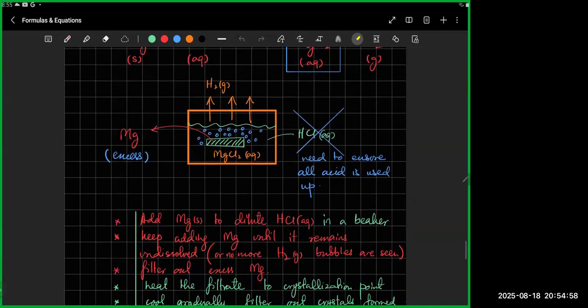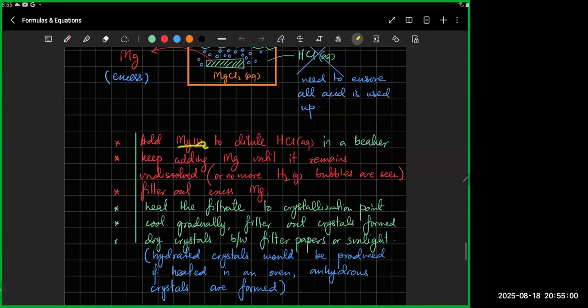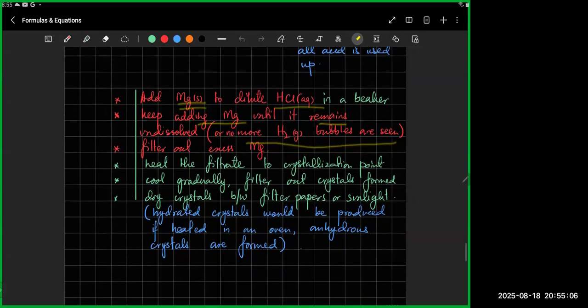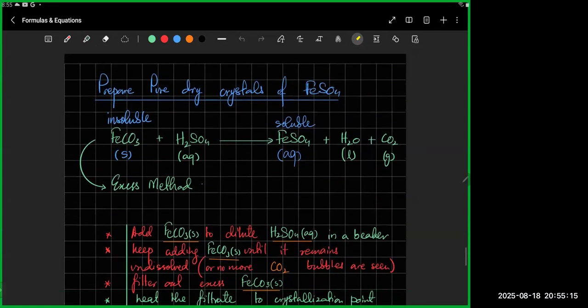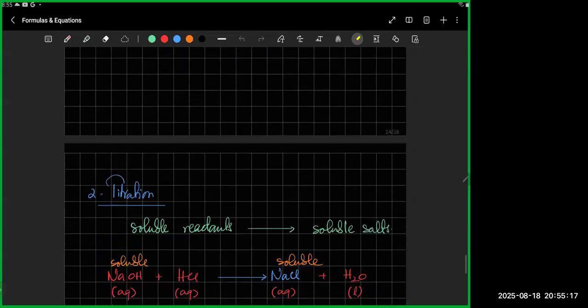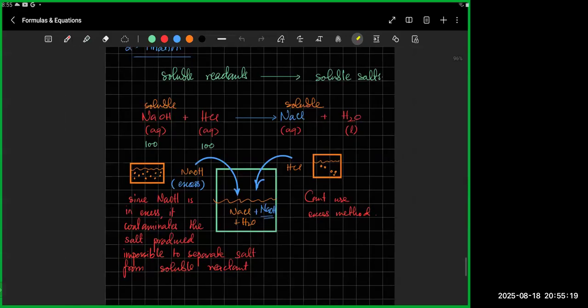Okay, so the excess method was: add Mg to dilute HCl. Keep adding Mg until it remains undissolved, with no more H2 produced, and is in excess. And filter out the excess Mg, and then you start crystallizing the rest, right? As for titration, that was when all of them were soluble.